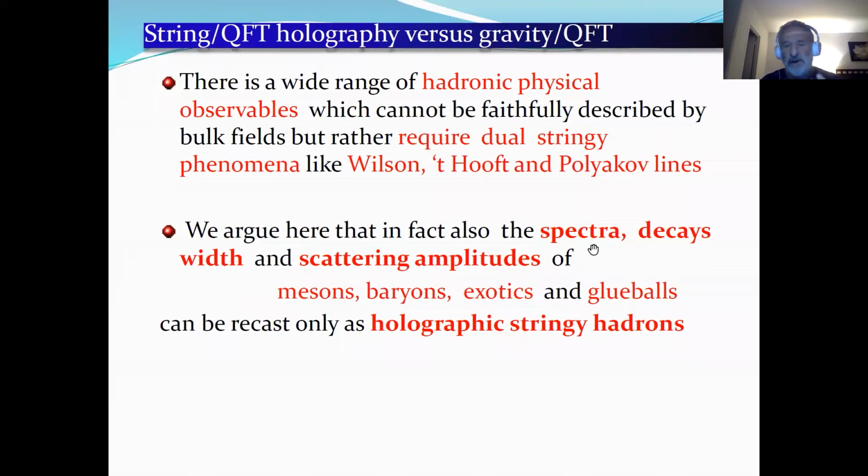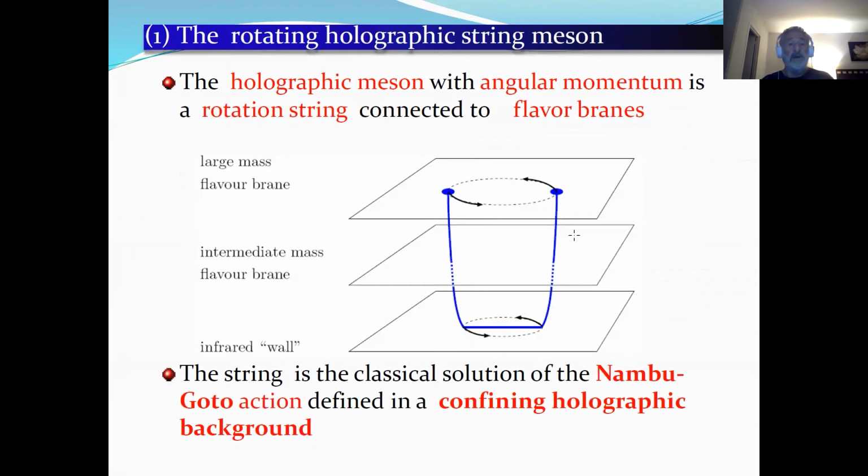I mean, in the most clear way, it's about the spectra. One cannot get a Regge-like behavior from fields. One needs strings for that behavior. Okay, so what are the strings that we are talking about?